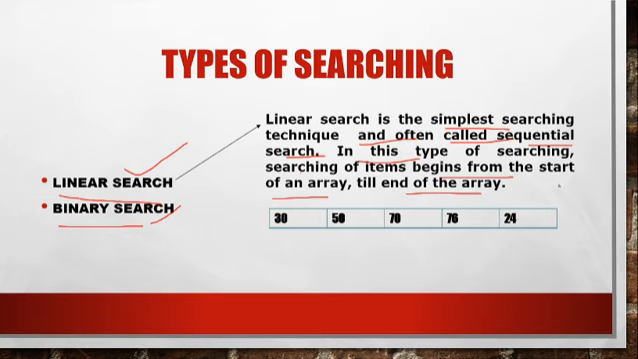For example, this is an array of 5 elements. Suppose I have to search 70. The searching will start from here, the zeroth position. This is the zero index, or zero subscript, of an array. So the searching will start from here. Number to be searched is 70. Is 30 equal to 70? No. Then 50; it will go sequentially. The next item will be compared with 70. Is 50 equal to 70? No. Is 70 equal to 70? Yes, found. Now the answer will be search successful.